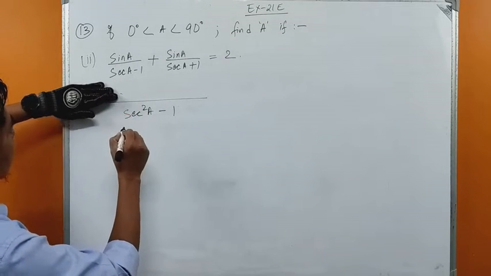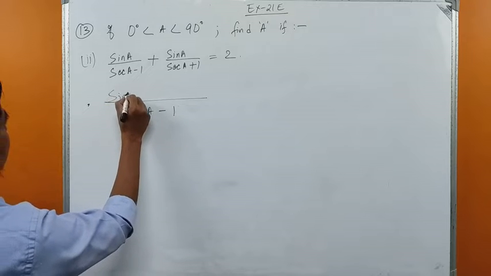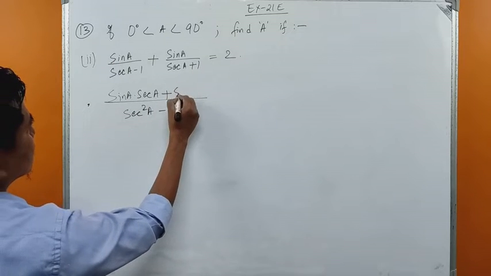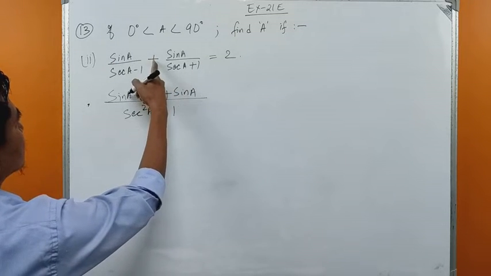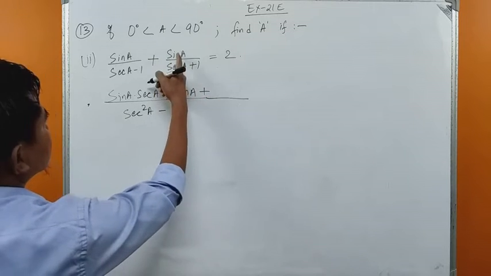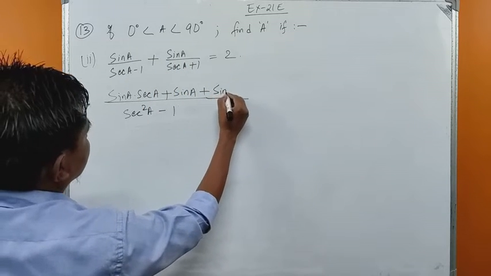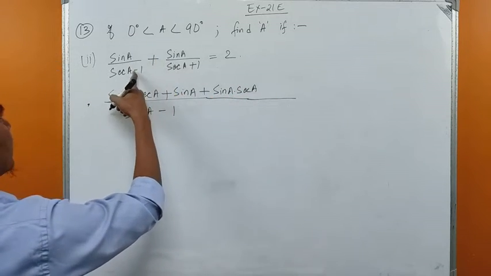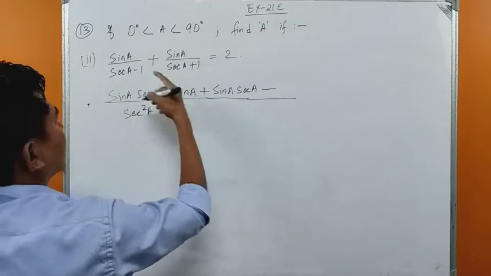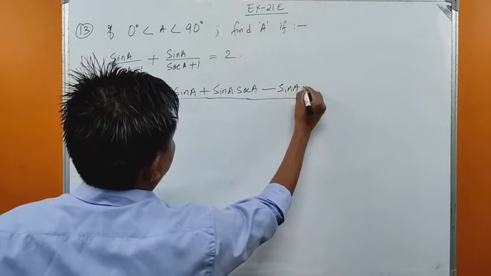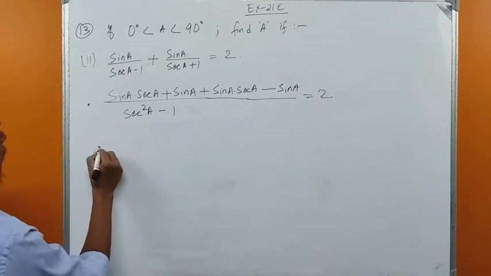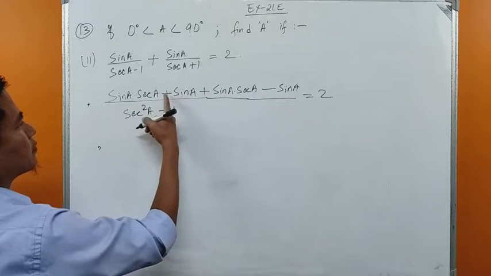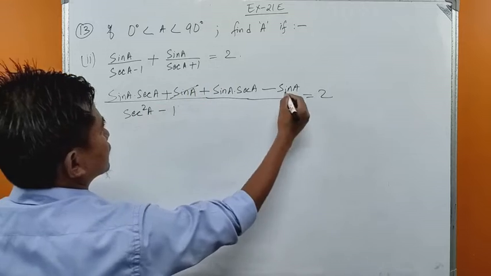Sin A into sec A plus sin A into 1 is sin A. Plus here comes sin A into sec A, minus sin A into 1, sin A. Now we have minus sin A and plus sin A, same number, opposite sign. This is plus and this is minus, so we can cancel these two.